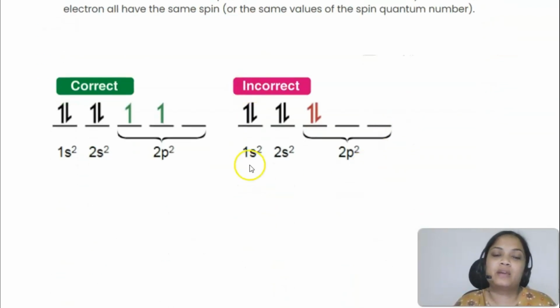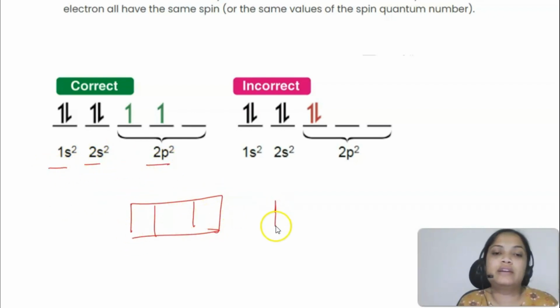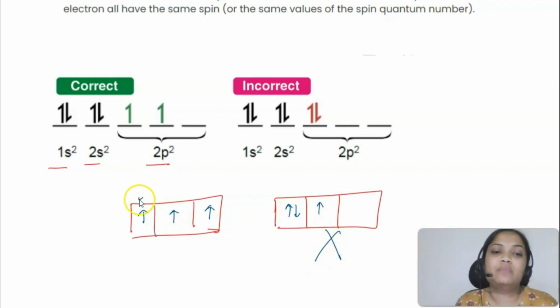Like here, let's say we have 1s2, 2s2, then this is 2p, right? So the correct way of doing it is, let's say I need to fill 3 electrons in this case. So I will be doing 1, 2, 3. I cannot do 1, 2 and then 3, so this is wrong. Every orbital should have one electron. Now if we have to fill a fourth electron, the pairing will start. This is how the 5 electrons will be filled. So this is a wrong representation.